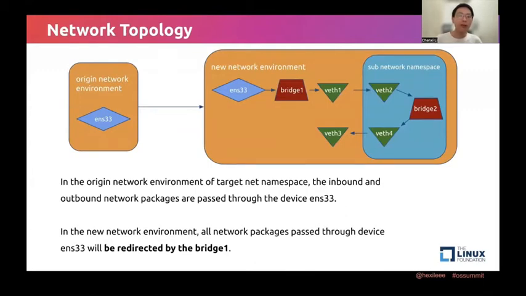In the original network environment of the target net namespace, the inbound and outbound network packages pass through the device ens33. In the new network environment, all network packages passing through the device ens33 will be redirected by the bridge. You can see this is the original network environment. Packages pass through device ens33 straightly. And this is the reconstructed network environment. All packages will be redirected to veth1.